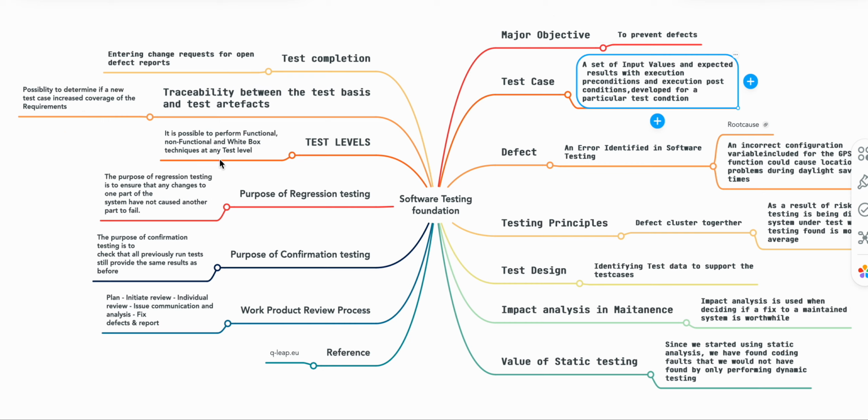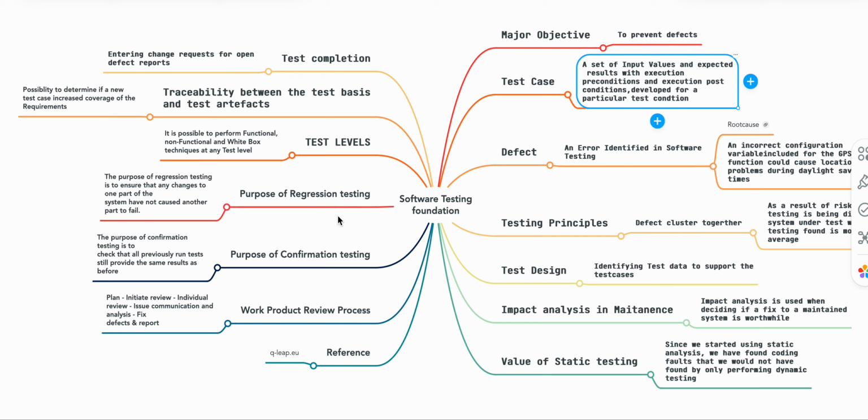Test levels: it is possible to perform functional, non-functional and white box techniques at any test level. This is a major point that has to be considered in the test levels. So in all the 4 test levels, unit test, integration test, system test and user acceptance testing, we can perform functional, non-functional and white box techniques. These 3 test techniques can be followed at any test level.